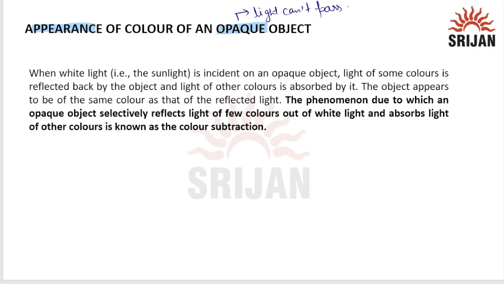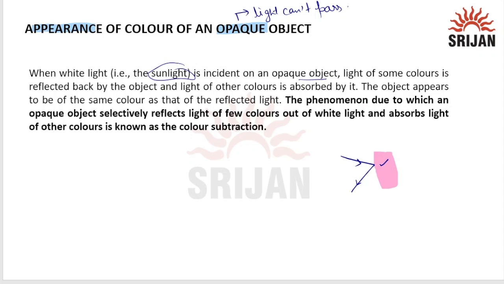Actually, what happens? We see opaque objects due to the light from some source. So here we have taken the natural source, that is sunlight. When the white light, that is the sunlight, is incident on an opaque object, what happens? Some light is reflected back. Suppose this is the object which I am making with a pink color. What will happen? The light rays will fall on it. Some of the light will be reflected back, and the other portion will be absorbed by it.